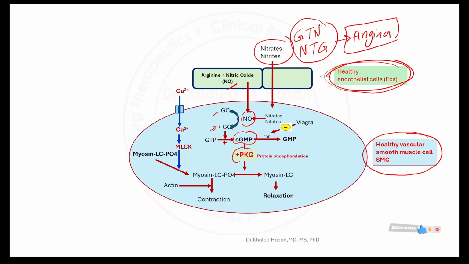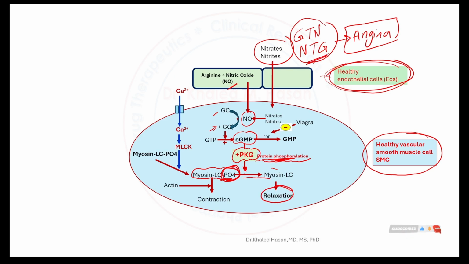This will activate protein kinase and cause protein phosphorylation. So when you have activation of protein kinase in the smooth muscles, this will lead to protein phosphorylation, and this protein kinase will act on the myosin light chain. The myosin light chain in the smooth muscle will be phosphorylated, but under the effect of protein kinase G, this will lead to dephosphorylation, removing the phosphate from the myosin light chain and leading to relaxation. This represents the effect of nitroglycerin.